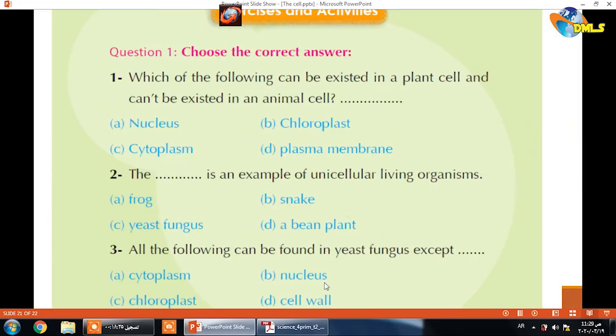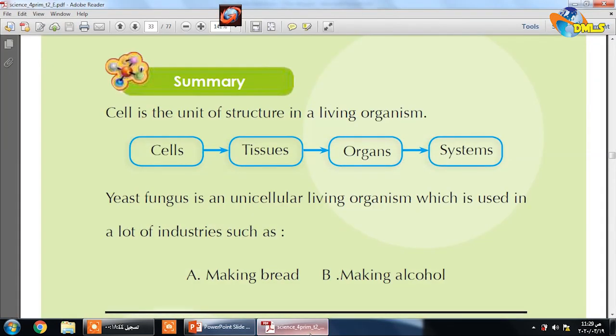So, we have a small assessment here, but before it, I would like you to make a quick summary for the lesson. The cell is a unit structure of living organisms, and a lot of cells compose tissues, a lot of tissues together compose organs, and a lot of organs compose systems. The yeast fungus is a unicellular living organism which is used in a lot of industries, such as making bread or making alcohol.